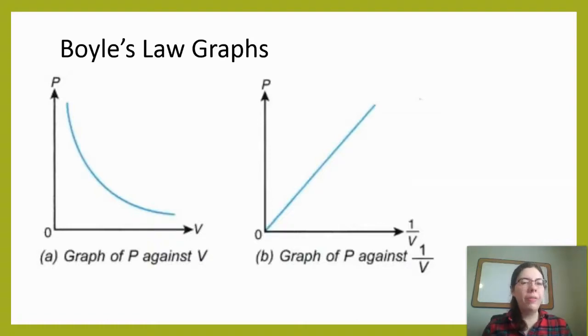So we can actually graph this trend. If we graph pressure versus volume, we end up with that curved line that steadily goes down. But if we graph pressure versus the inverse of volume, which takes care of the fact that it's inversely proportional, that's how we get a straight line.